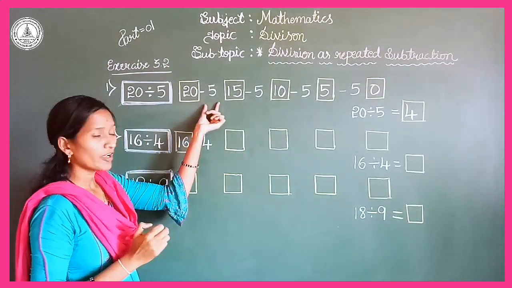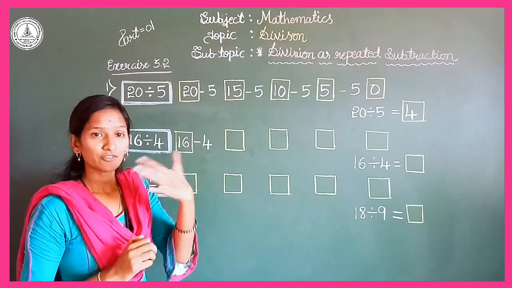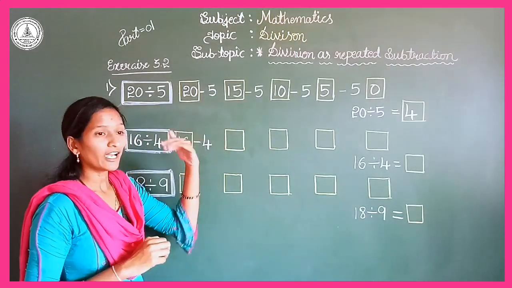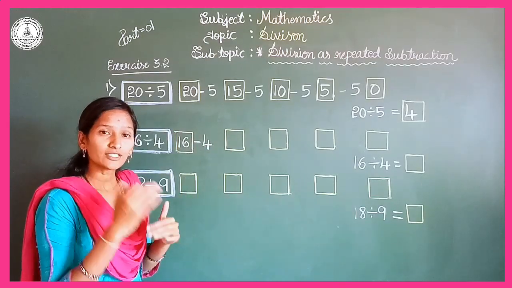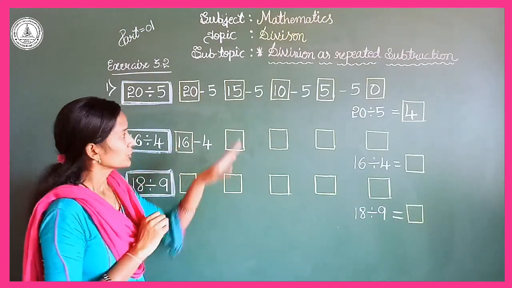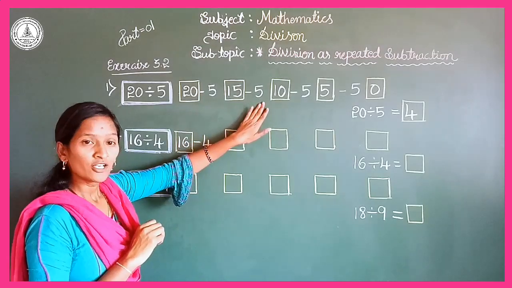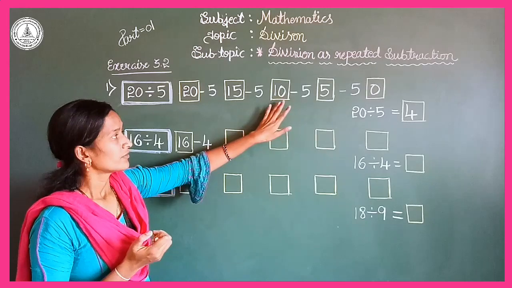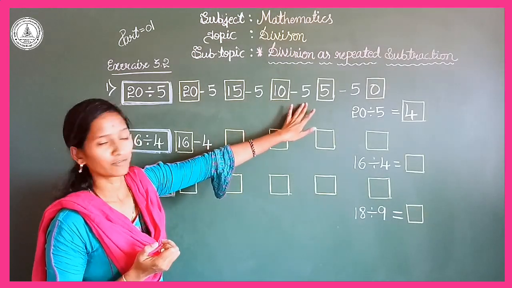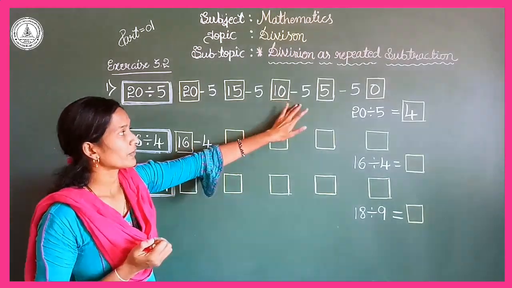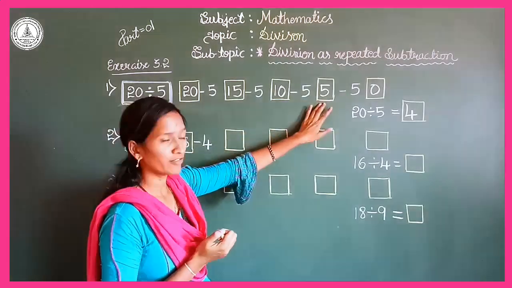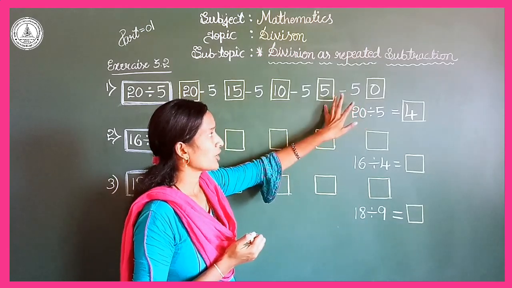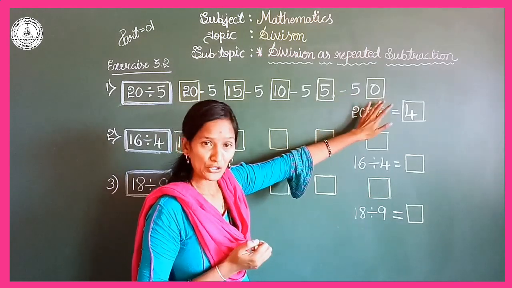So 20 minus 5 is what? Yes, 20 minus 5 is 15. Right? So for the number 15, again I am going to subtract the number 5. So 15 minus 5 is what? 15 minus 5 is 10. Next, from the number 10, you have to subtract 5 here. 10 minus 5 is what? It is again a 5. Right? So next, 5 minus 5. 5 minus 5 is 0.